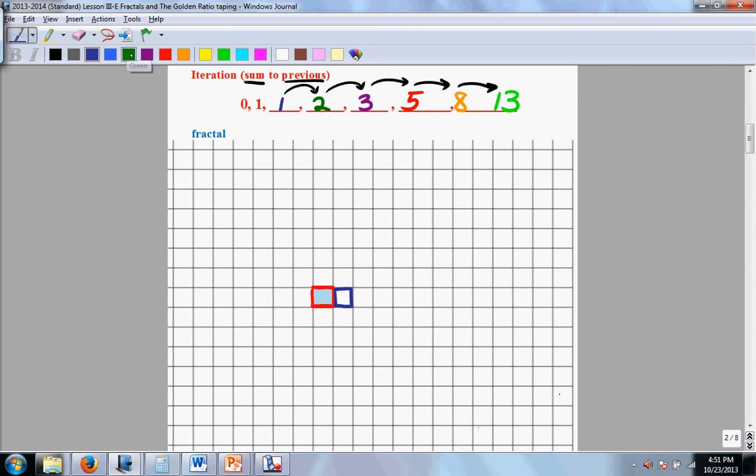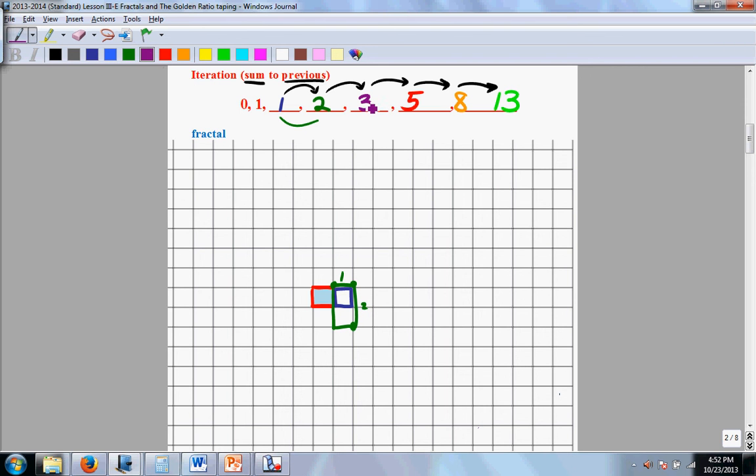Now here we're going to do 1 to 2. So here it's 1 unit by 2 units. I'm going to go down this way. That is 1 to 2, because that's what I have. I have 1 to 2.